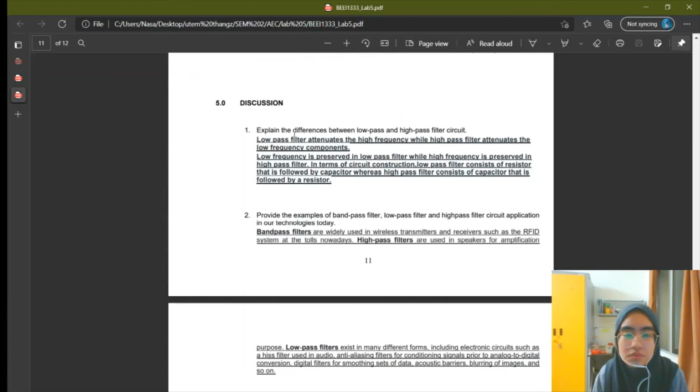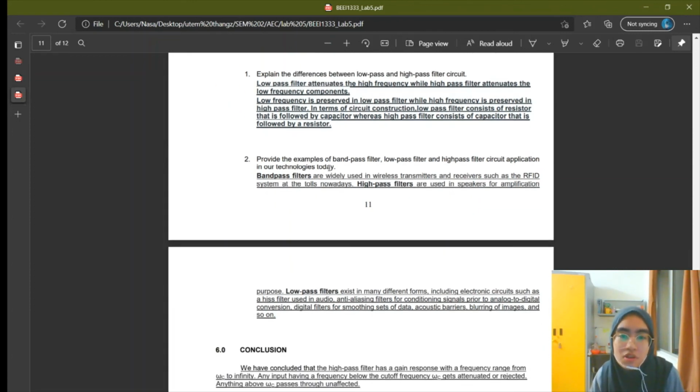Okay, so the discussion. Explain the differences between low pass and high pass filter circuits. The low pass filter attenuates the high frequency, while the high pass filter attenuates the low frequency components. The low frequency is preserved in the low pass filter, while high frequency is preserved in the high pass filter. In terms of the circuit construction, low pass filter consists of a resistor that is followed by a capacitor, whereas the high pass filter consists of a capacitor that is followed by a resistor.